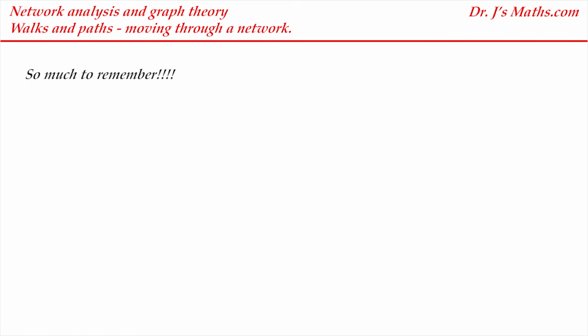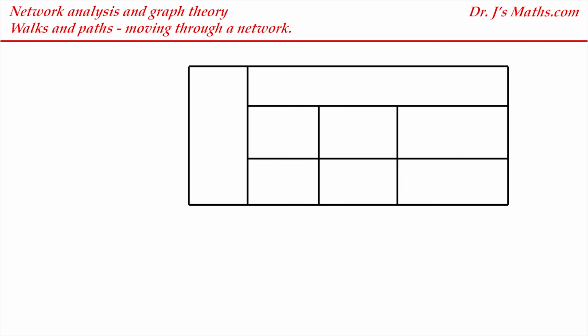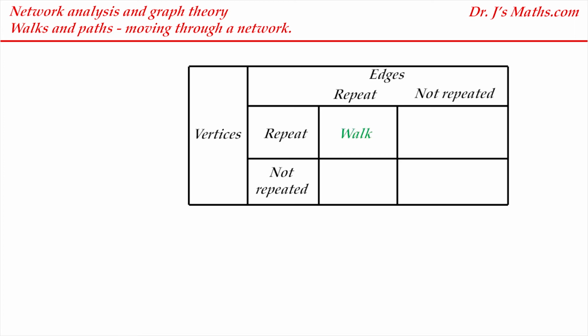So much to remember and so many definitions. So let's try to put it into some sort of a framework to make it easier for me and for you to be able to remember it. So we can have a little table where we've got vertices and edges, and we know that we're talking about repeating and not repeating. So if we have edges which are repeating and vertices which are repeating, we have a walk, basic. If we have the edges not repeating, then we either have a trail or a circuit. So put them down there, and there's a red E for edges and a red T for trail. We'll come back to that.